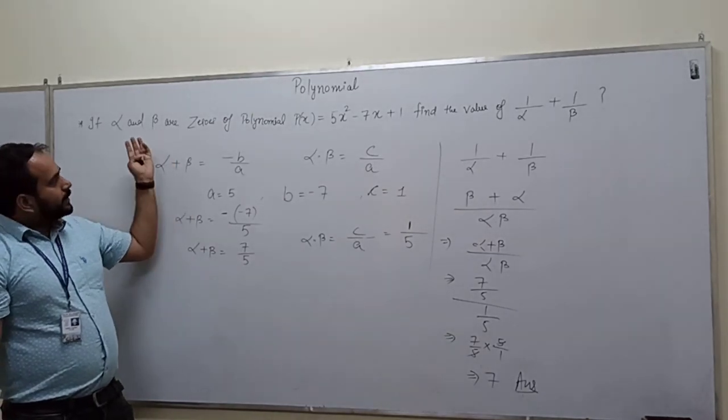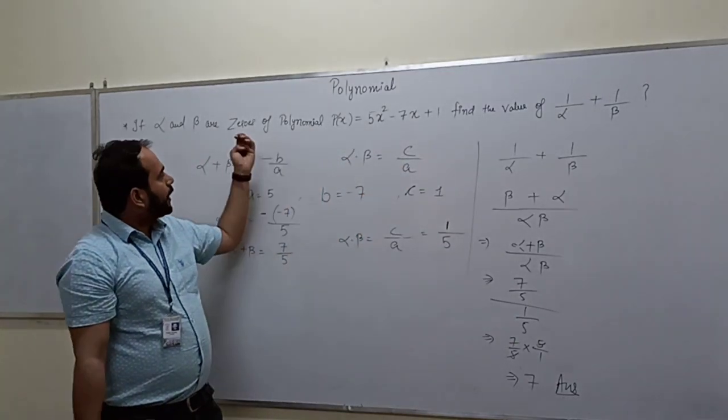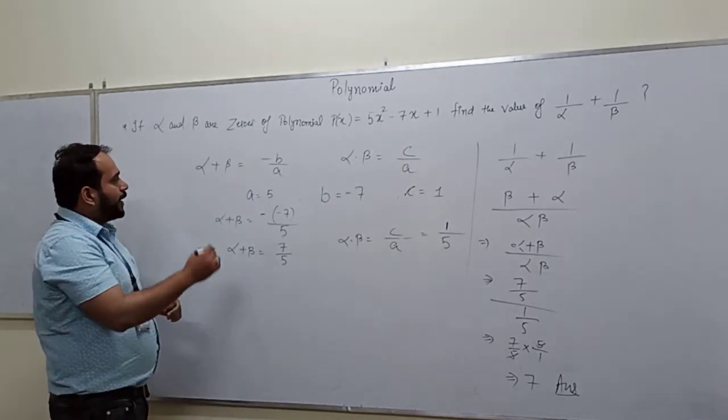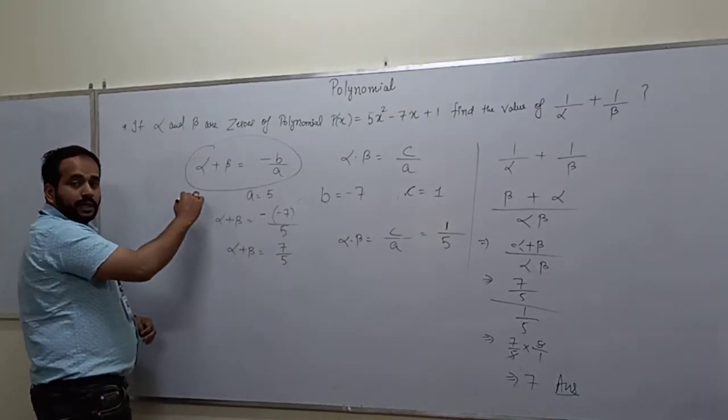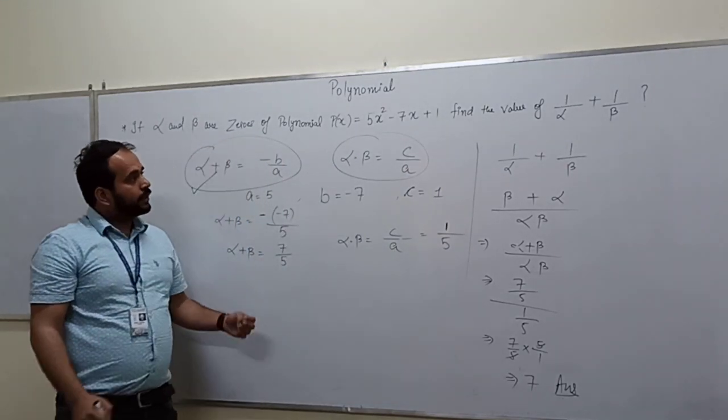If the question is like this, find the value of 1 by alpha plus 1 by beta, and the zeros are given to you as alpha and beta, there is no need to find alpha and beta. Start by using these properties. Which properties? Alpha plus beta and alpha into beta.